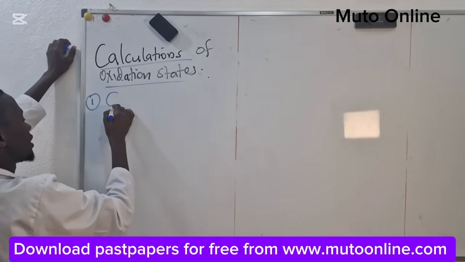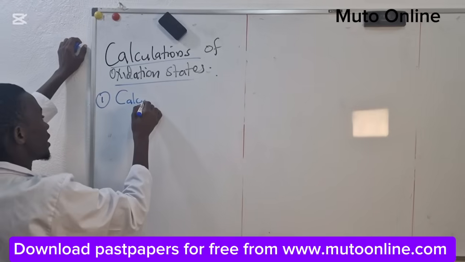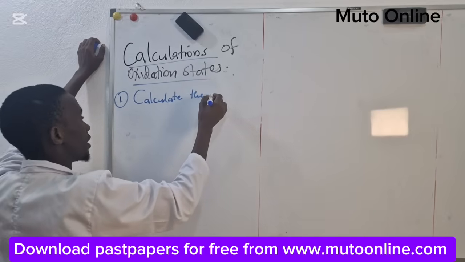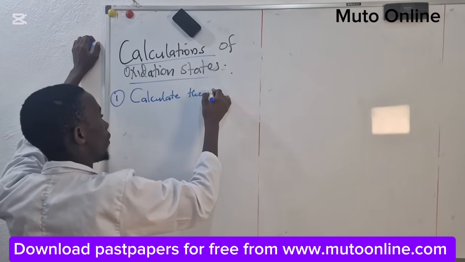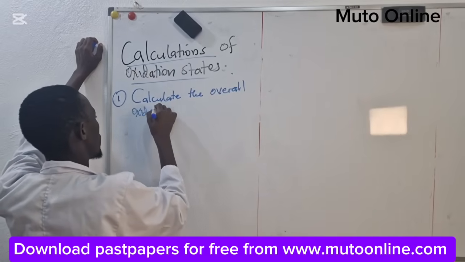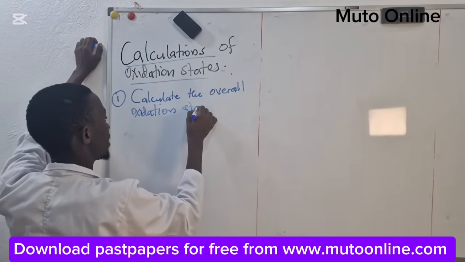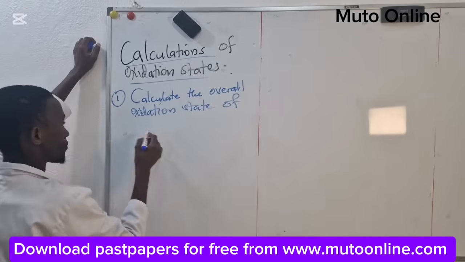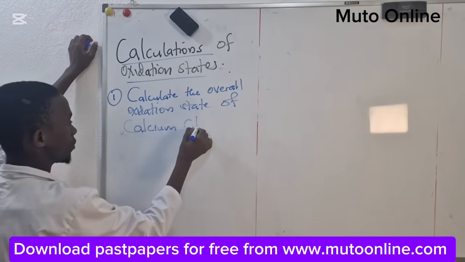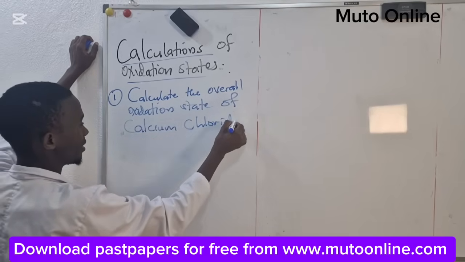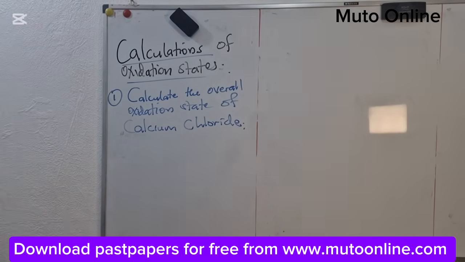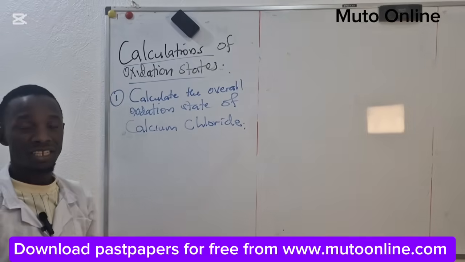Example 1, let's start by calculating the overall oxidation state of calcium chloride. Remember, the responses to such items have steps.